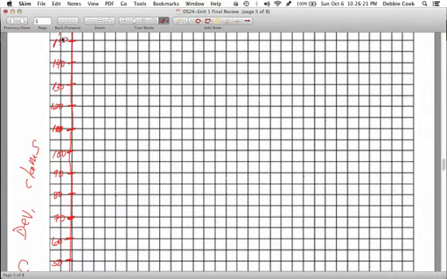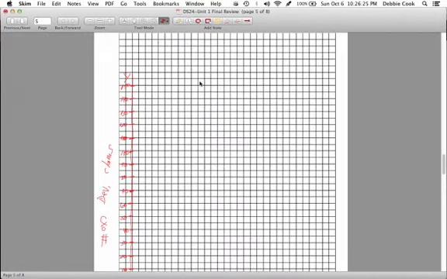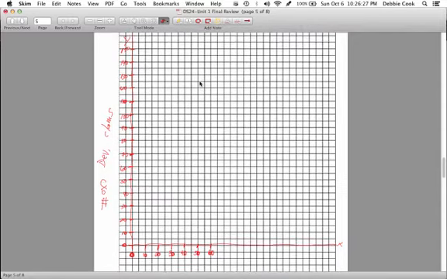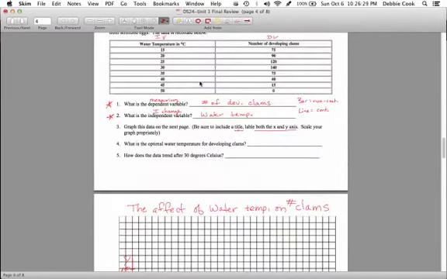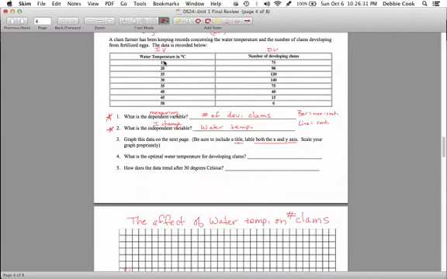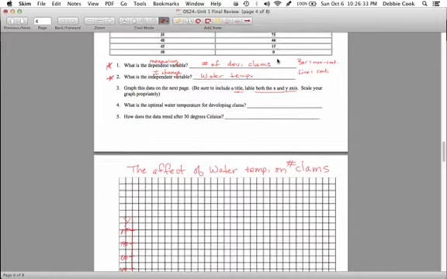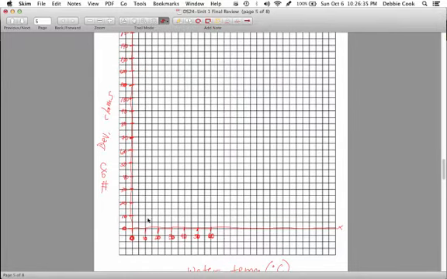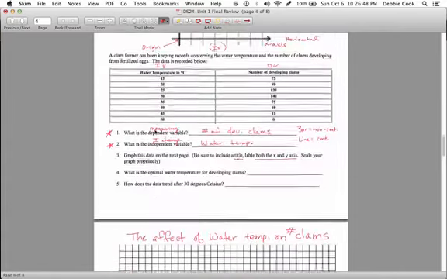So I'm going to go up to 150. So I'm officially scaled. I'm going to zoom out so I can see my entire graph, and I'm going to go up and look at my first data point. So at 15 degrees, I have 75 developing clams. So I'm going to go down. Here's 15 right here, and I'm going to go all the way up till I get to 75. Here's 70, I'm going to go one more. So here's my first data point. So 15 degrees, 75 clams.